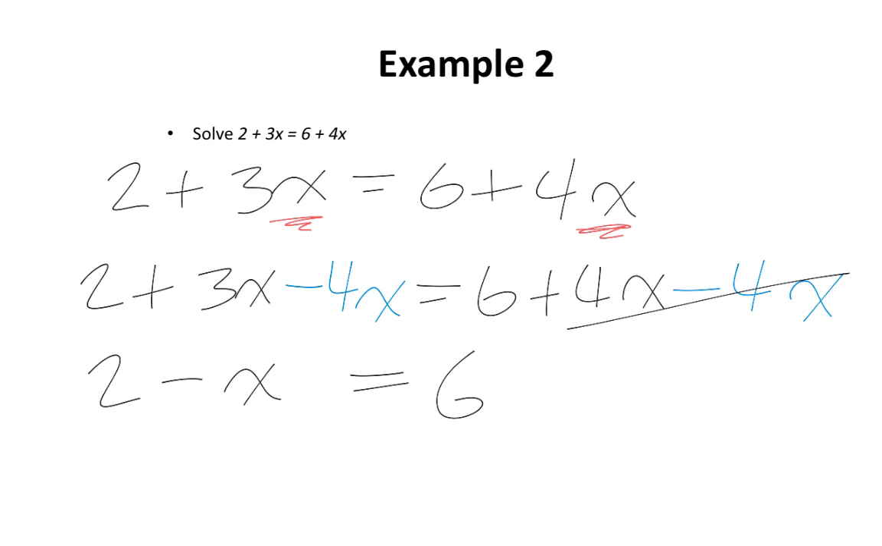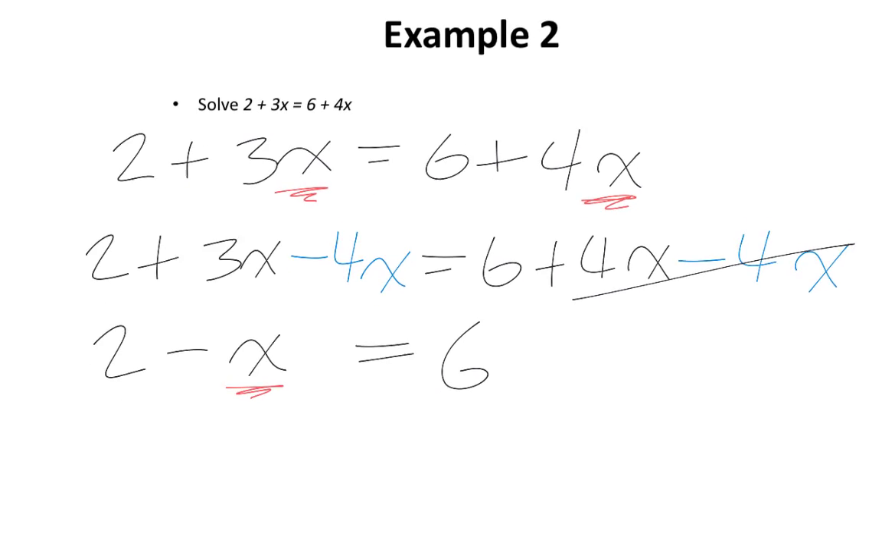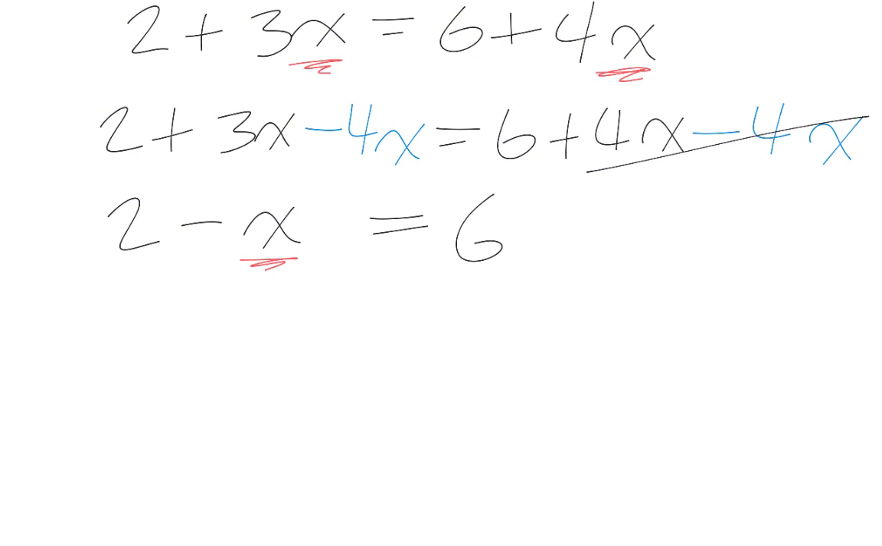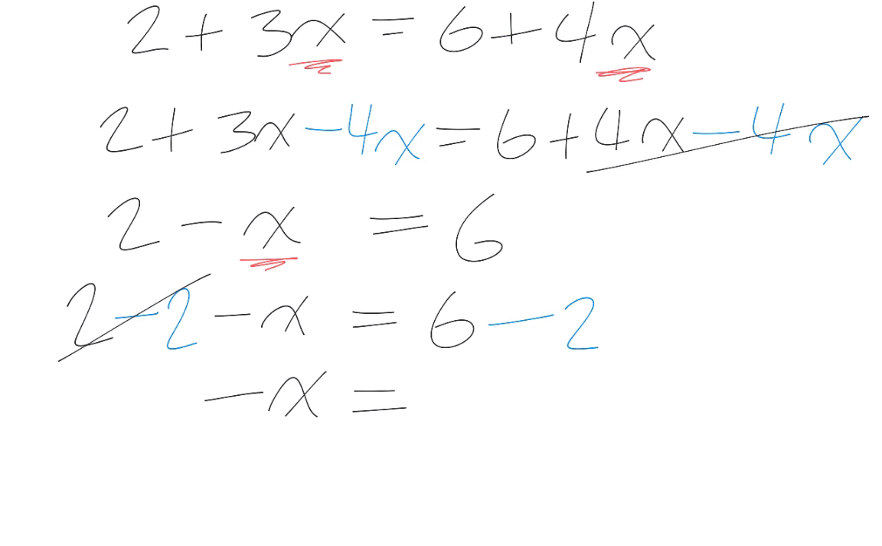At this point, you still want to isolate x. However, x is stuck with a positive 2 and a multiply by negative 1. You need to do the opposite of BEDMAS here. So we're going to deal with the addition and subtraction before the multiplication and division. So to get rid of the positive 2, I'm going to subtract 2 from both sides of the equation. Two subtract 2 cancels out, which leaves us with just negative x, and 6 subtract 2 is 4.